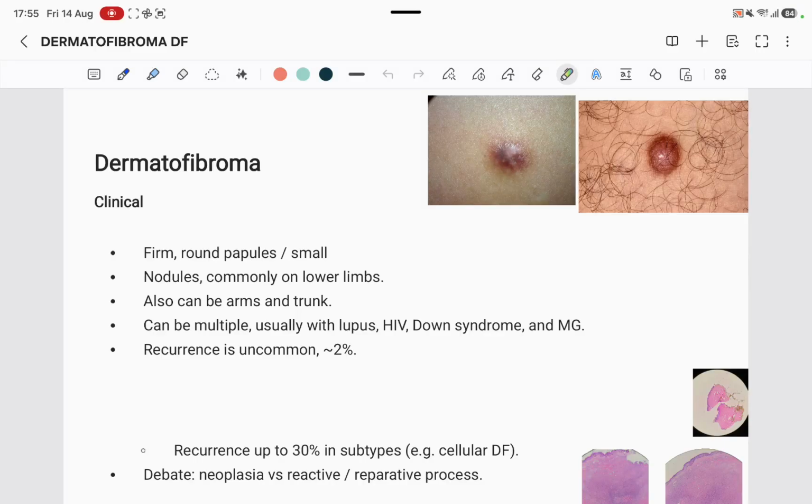Bismillah. Let's talk about Dermatofibroma, DF.